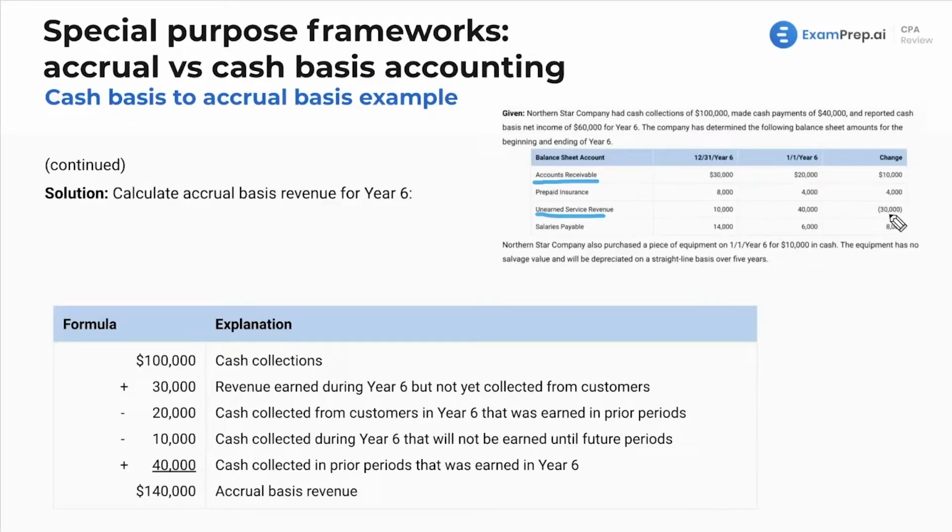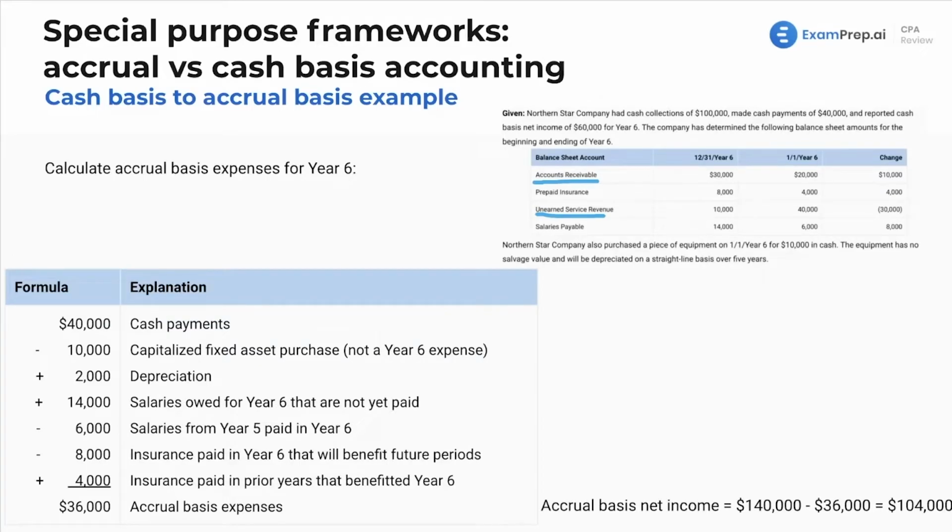If we have a negative balance, that would be a positive for going to accrual because this is revenue that was collected but not earned yet. Moving on to expenses. We are going to calculate our expenses here with a similar process.